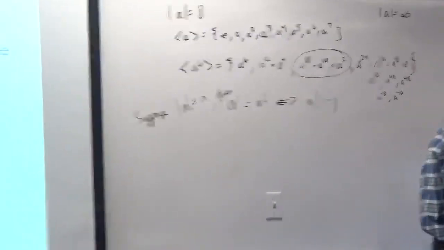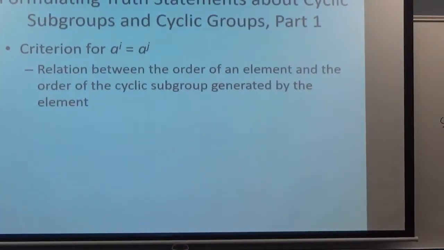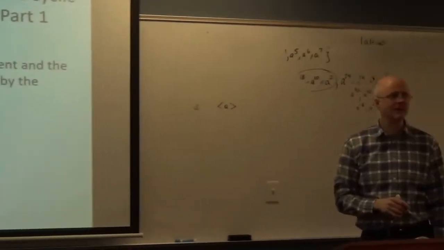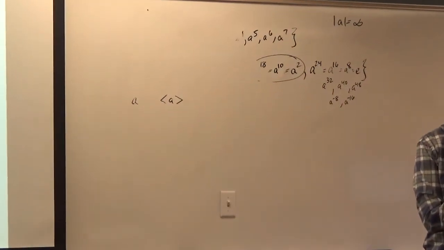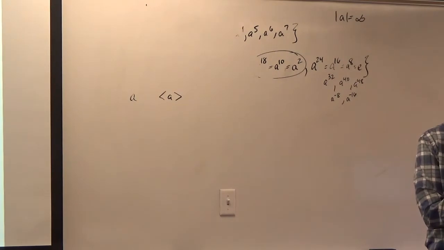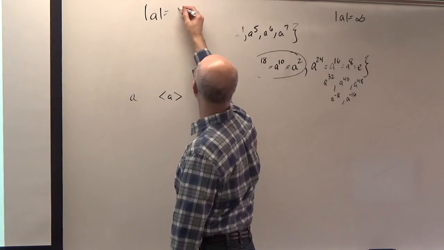There are corollaries. There's a corollary about the relationship between the order of an element and the order of the cyclic subgroup generated by the element, which is a long-winded way of saying, well, if you make it more precise, something fairly simple. The order of a and the order of the cyclic subgroup generated by a are related to each other. What's the relationship? You know what? I didn't want to erase that group up there. What's that relationship?